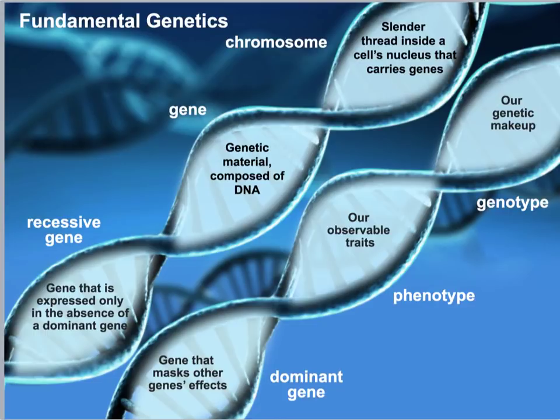And so this gives way to the two types of genes we have. We have dominant genes and we have recessive genes. A dominant gene simply masks the other gene's effects. For example, brown eyes tend to be more dominant than blue eyes or green eyes. A recessive gene would be a gene that is only expressed in the absence of a dominant gene. And so blue eyes and green eyes can only be expressed if there's another recessive gene associated with it. But if there's a dominant gene and a recessive gene, the dominant will always get its way and become part of our phenotype.